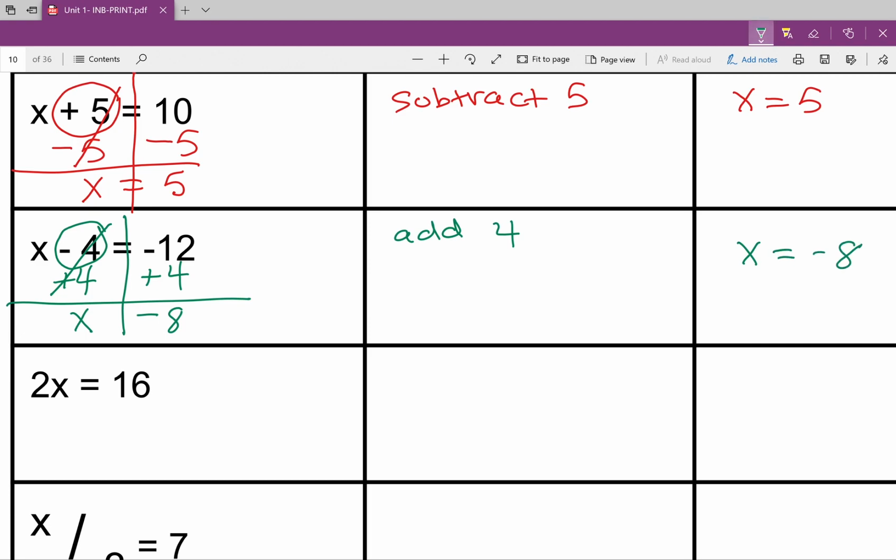Remember that if we have a negative and a positive, we subtract the numbers. So that's why I did 12 minus 4 and got 8. And since 12 was negative and it's my larger number, that's why 8 is negative. Okay, let's look at the next example.